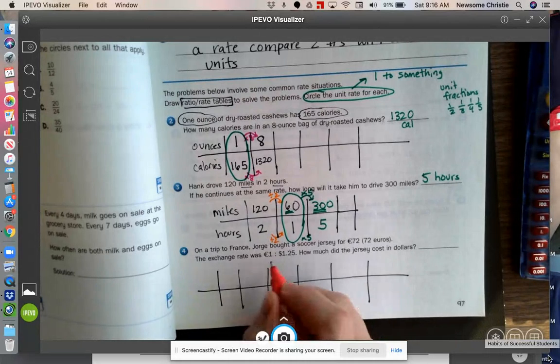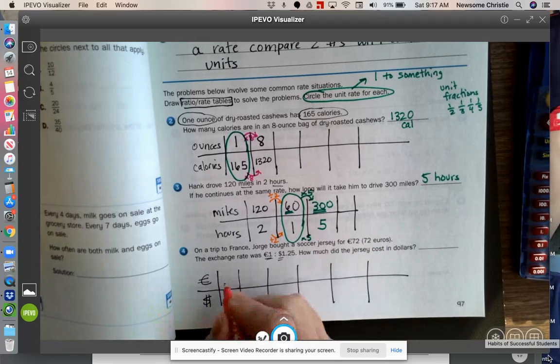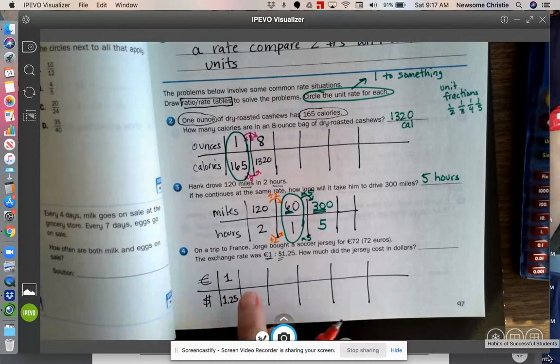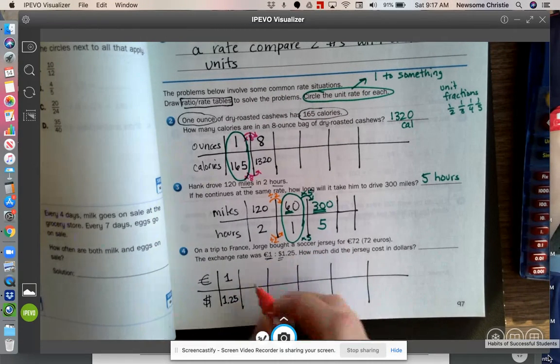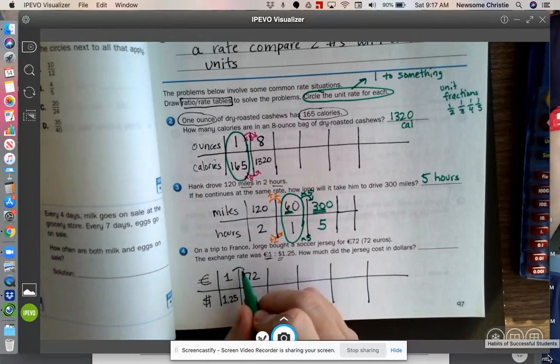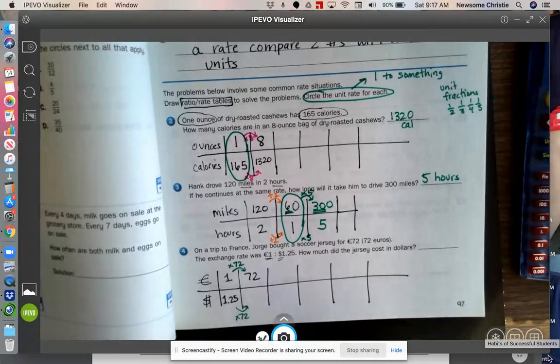And we are looking at euros and dollars. Okay, so I'm just going to use their symbols. And we know that €1 is $1.25. Okay, and then he bought this soccer jersey for 72 euros. Well, I notice that if I just multiply 72 times 1, I get 72. So shouldn't I just on the bottom multiply by 72 to get how many dollars?